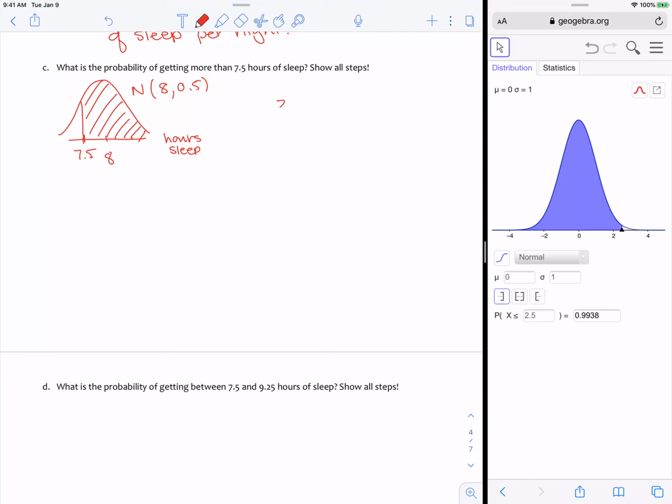Then we're going to calculate the z-score for that bound or data value of 7.5 hours. So minus 8, the mean, and divide by standard deviation. And that is going to be 7.5 minus 8 equals, divided by 0.5 equals negative 1.00. All right, so we kind of have a good idea of what that should be right off the bat, right?